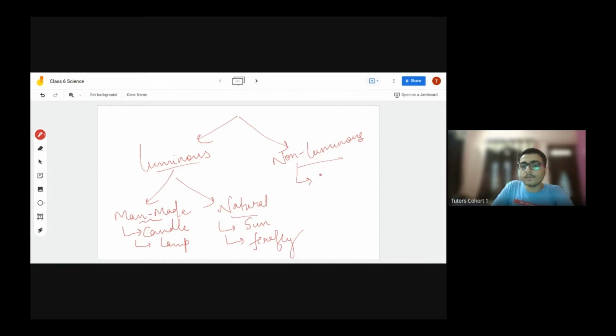Okay, I can give you a ball is non-luminous, a bat is non-luminous, a football is non-luminous, a book is non-luminous. The mouse. Sorry, the word was not clear. Sir, mouse. Mouse, yeah, very good. Or like human beings, we are also non-luminous, right? We do not emit light.